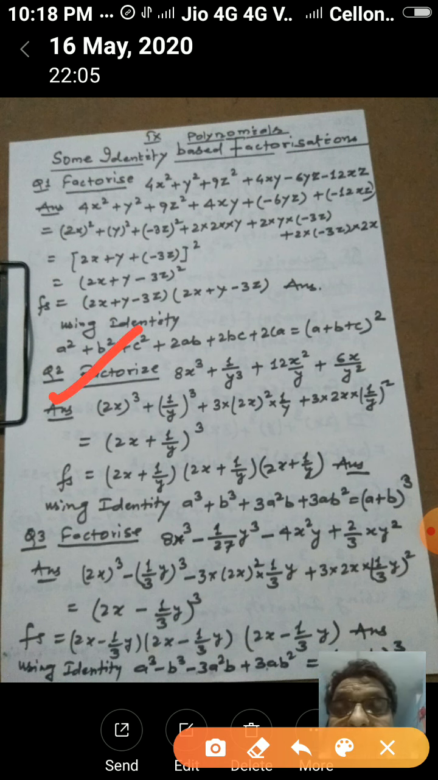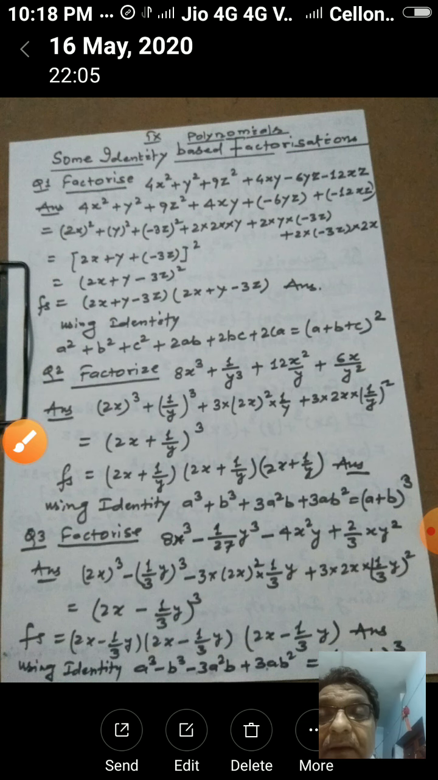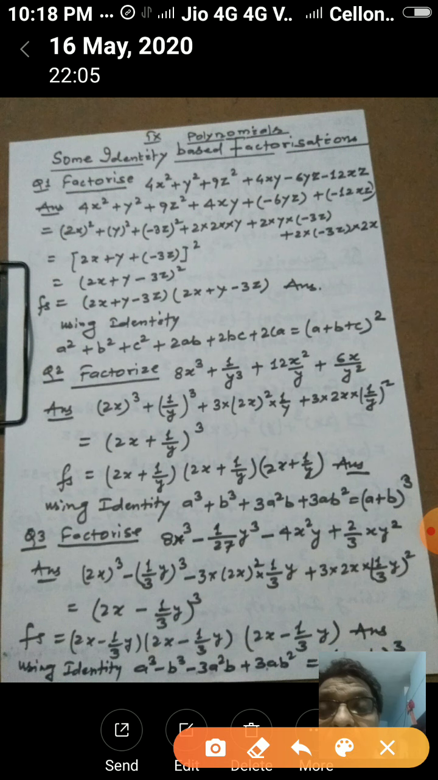Here it is to factorize 8x cube plus 1 by y cube plus 12x square by y plus 6x by y square. If you think here, you will see that two terms are in cube form. It means one will be a cube and the other will be b cube. So I have written 2x whole cube plus 1 by y whole cube, taking 2x as a and 1 by y as b.